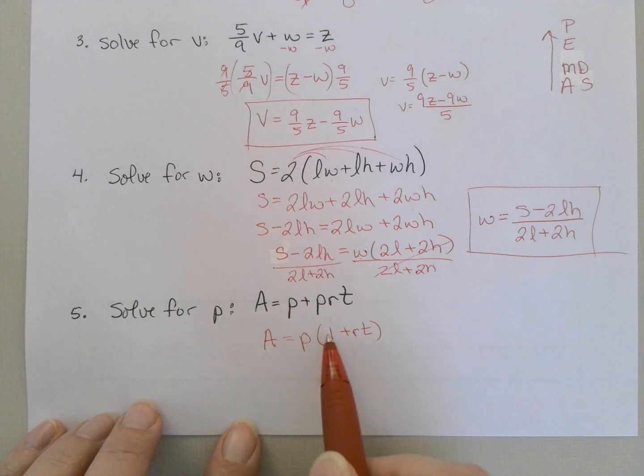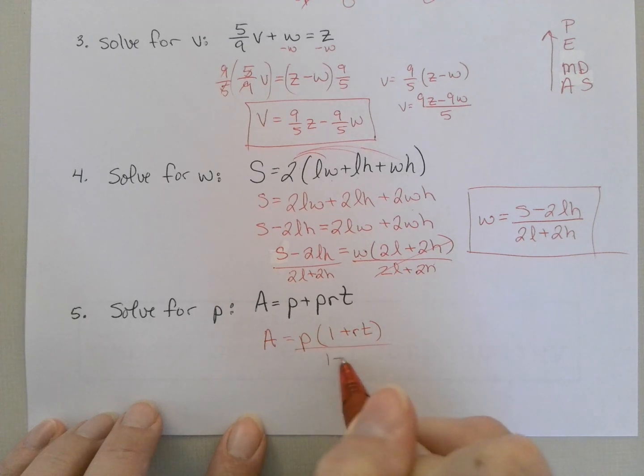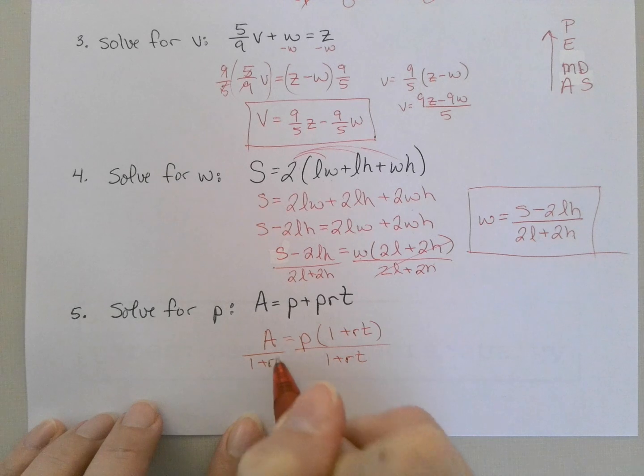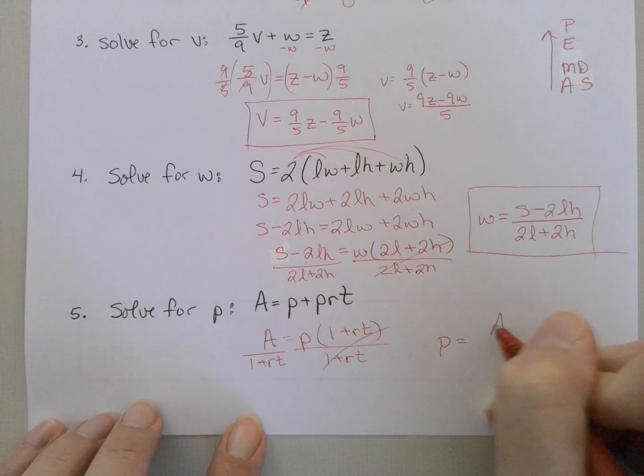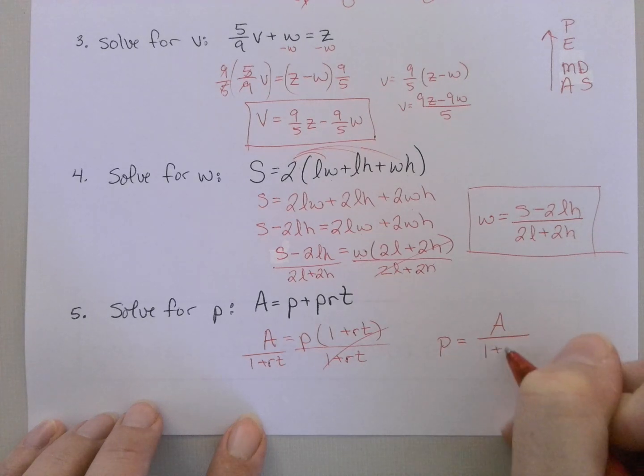So I have 2 terms. I should have 2 terms to redistribute. And then I'm going to divide by 1 plus RT, divide by 1 plus RT. So here it is, P equals A over 1 plus RT.